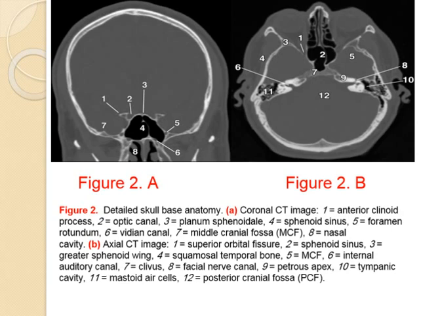In this image, we see detailed skull base anatomy. In this coronal image, we see the anterior clinoid process, the optic canal, the planum sphenoidale, and the nasal cavity, the Vidian canal, and the middle cranial fossa. In the axial image, we see the superior orbital fissure, sphenoid sinus, greater sphenoid wing, squamous part of temporal bone, and the middle cranial fossa, internal auditory canal, clivus, facial nerve canal, petrous apex, tympanic cavity, mastoid air cells, and posterior cranial fossa.